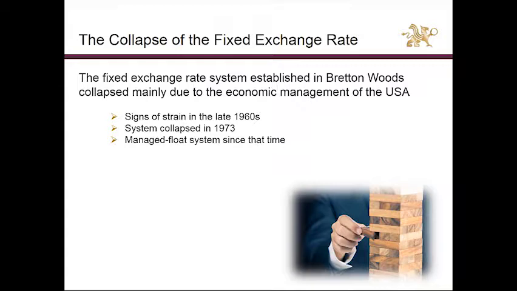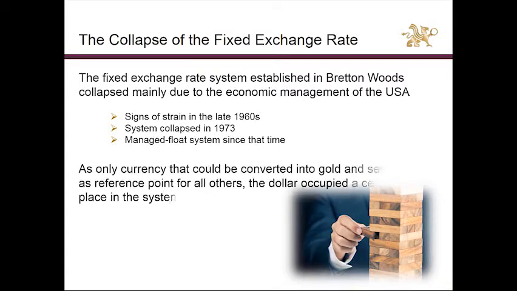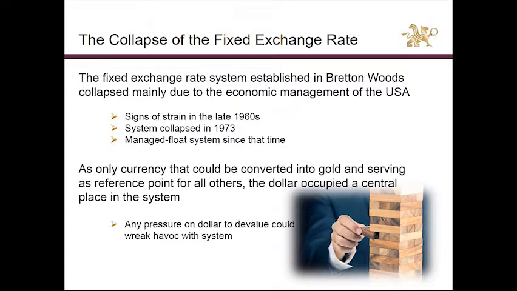To understand why the system collapsed, one must appreciate the special role of the US dollar in the system. As the only currency that could be converted into gold, and as the currency that served as the reference point for all others, the dollar occupied a central place in the system. Any pressure on the dollar to devalue could wreak havoc with the system, and that is what occurred.